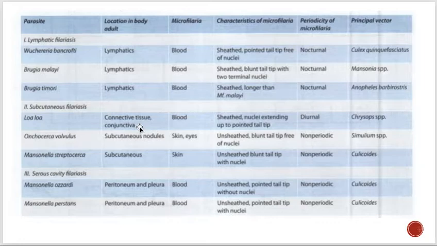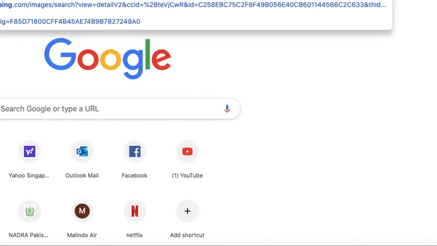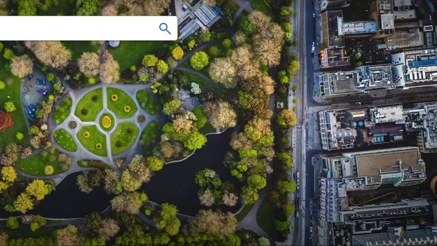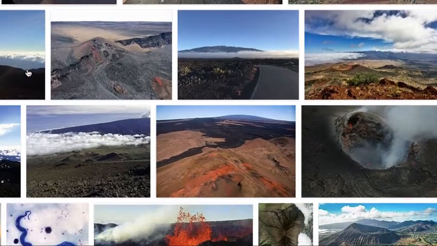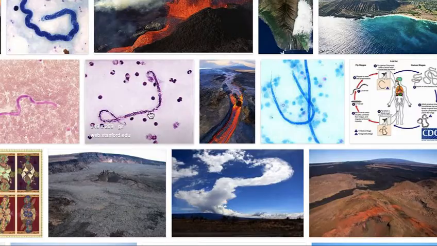But just to tell you, for example, Loa loa. This Loa loa is also called the African eyeworm. I can show you how it looks by taking help from Bing, Loa loa. See, here they have the photograph. This is how Loa loa looks, right?